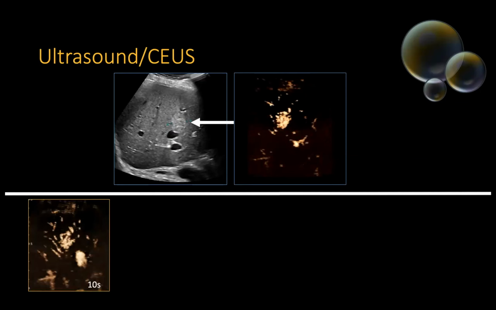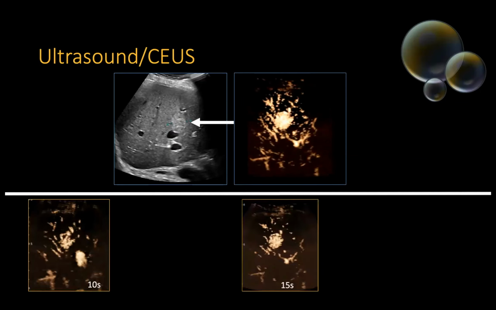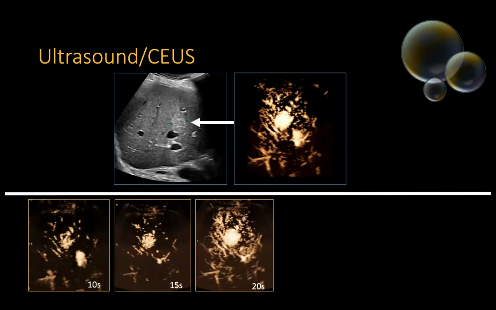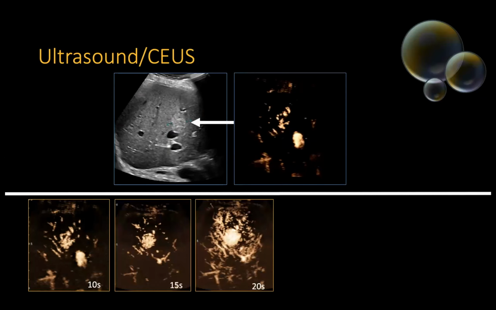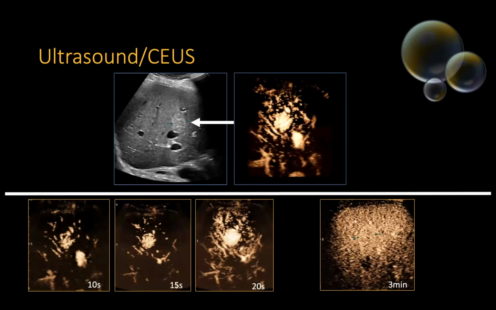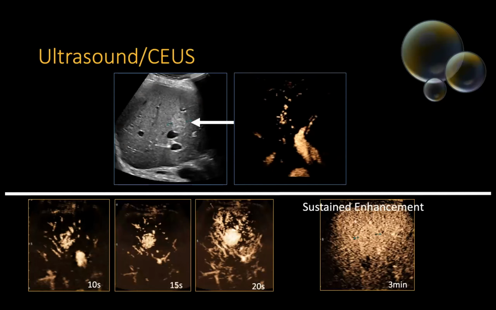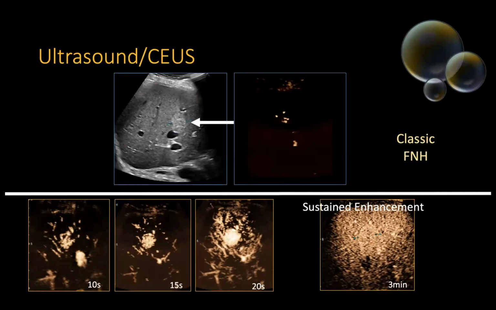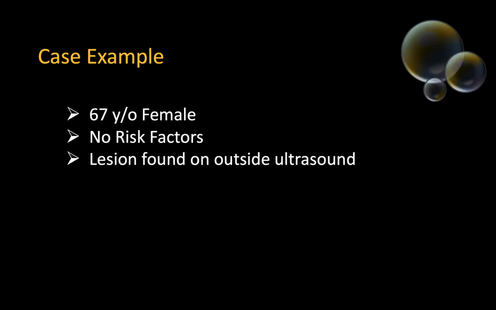We extract from that AVI clip images at 10, 15, and 20 seconds showing the filling from the center to the periphery, and we recognize that this, of course, at 3 minutes shows sustained enhancement, and this is a classic FNH, not a hepatic adenoma. Again, resolution of an uncertain MR scan.